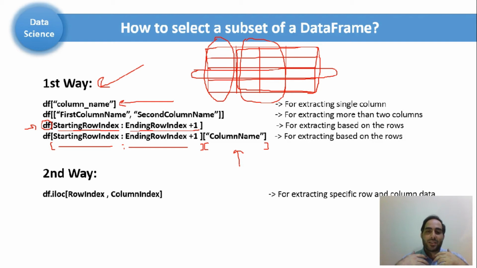So I can extract based on the column only, I can extract based on the row only, I can extract based on the row and the column together. Now the second way to extract the data is completely different.